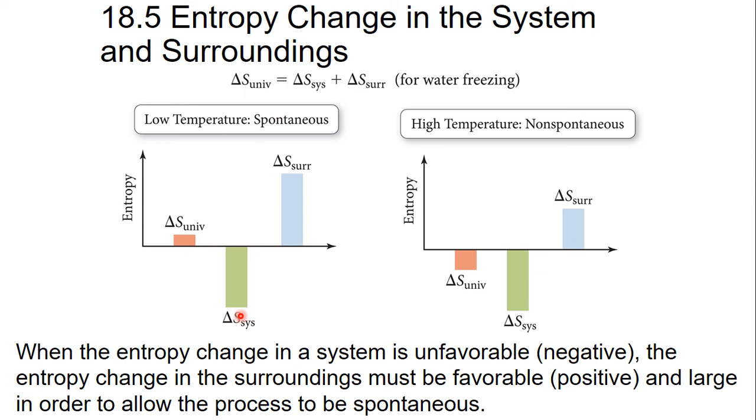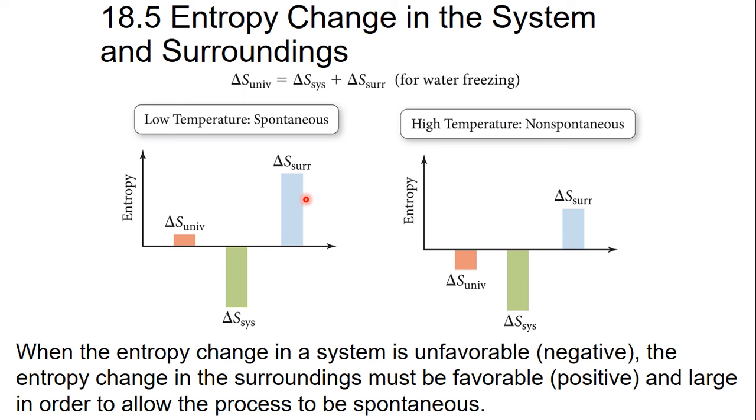Let's look at the entropy of the system, the change in the system going from liquid to solid at low temperature and at high temperature. What you should notice is that there is no difference between low temperature and high temperature if we talk about the system, that is the water. No matter what temperature you're at, the entropy change from going from a liquid to a solid will always be the same for the water. When you become a solid, you become more ordered, so your entropy decreases.